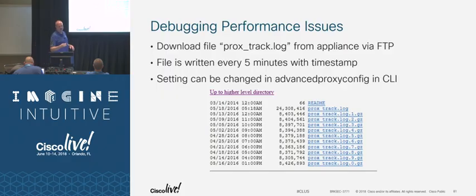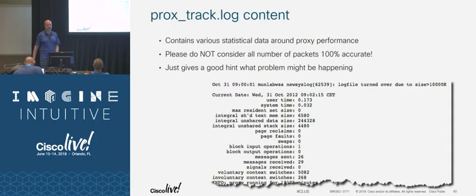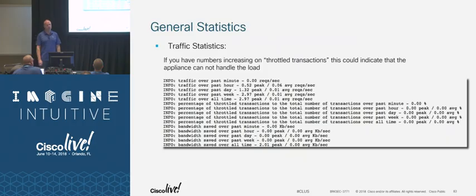So we talk about debugging. There is a proxy track log. You can pull those statements through there. It writes every 5 minutes. You can go in and get that information. From that, there's a lot of information, a lot of statistics around proxy performance. What you can do is take these and pull them into your SIEM of choice or your tools to watch, to get that baseline that we talked about earlier.